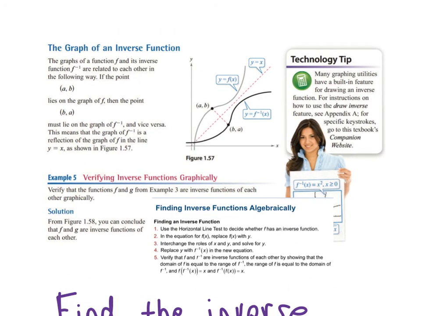So here we can see the graph of an inverse mirrors over this line, y is equal to x. So if we had a point a comma b, our inverse would be b comma a. So the only thing that changes is our x's and y's switch.